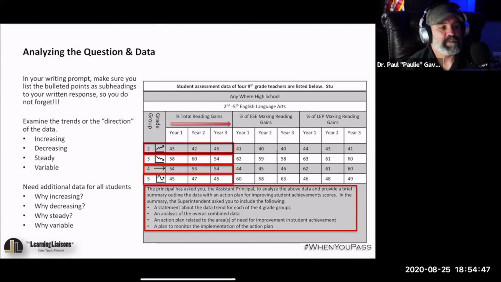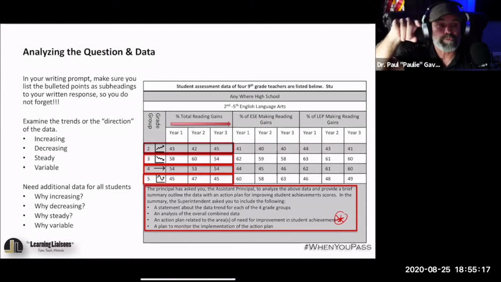And remember, why do we need additional data? In this case, why is it increasing? Why is it decreasing? In the statement down there, it says an action plan related to areas of need for improvement in student achievement. You can't possibly know what needs to occur if data is going down, okay? You can't. But what you can do is assess, right? And say that you're going to come up with a plan based on that assessment that gets people to move, figure out what the goal is, the result, determine what behavior needs to be engaged in, based on the assessment.